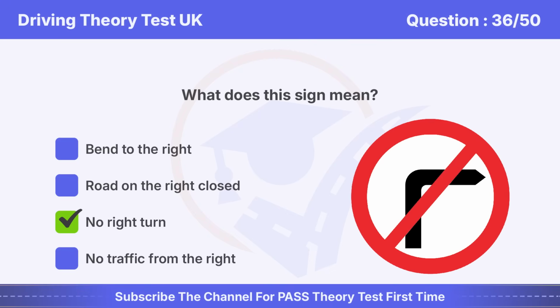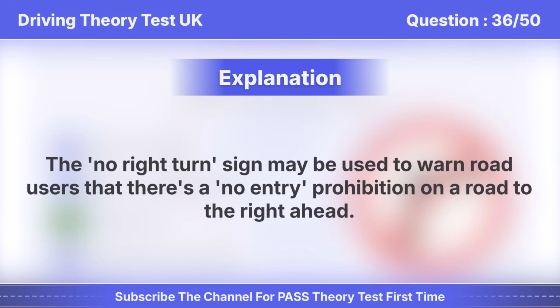Answer is C. No right turn. The no right turn sign may be used to warn road users that there's a no entry prohibition on a road to the right ahead.